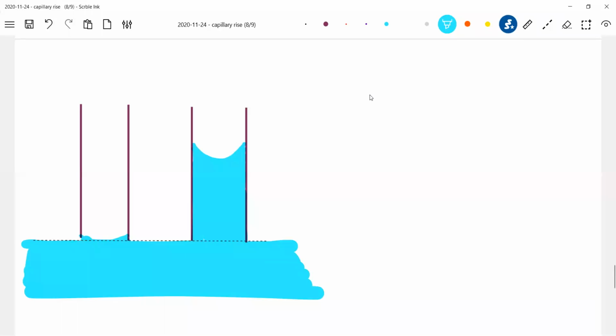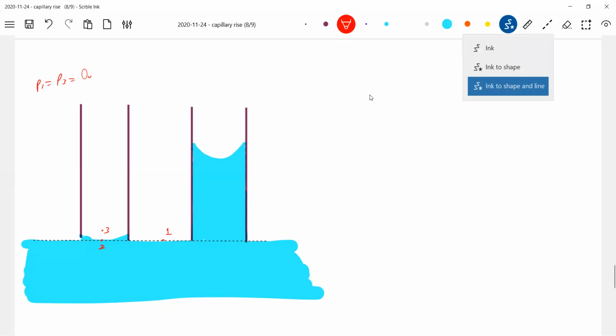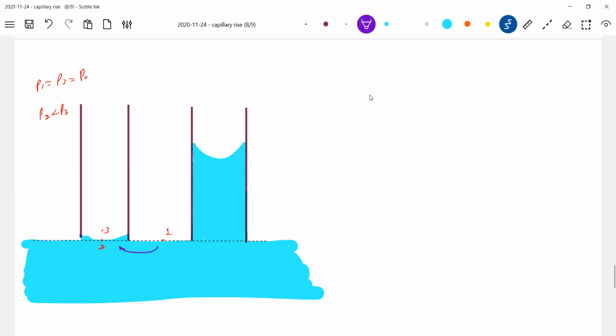Shall we give the same reason why the liquid will rise? So again, the idea is the same here. There's a point 1, there's a point 2, there's a point 3. So we are very sure of what? Pressure at 1 and 3 equals P naught. So pressure at 2 is less than P3. So therefore, what happened to the liquid? The liquid will rush. It will flow like this.